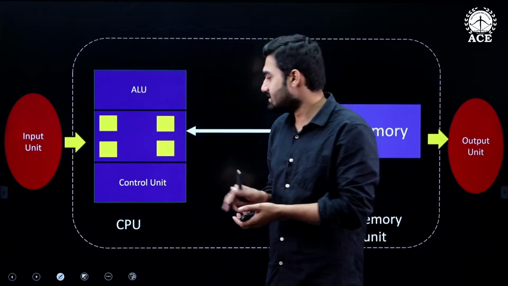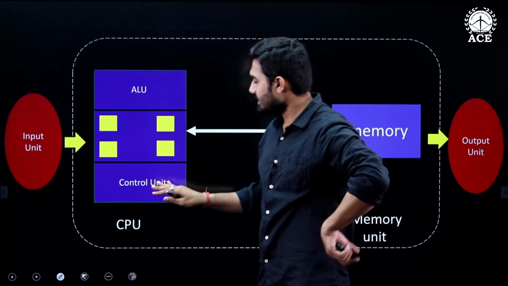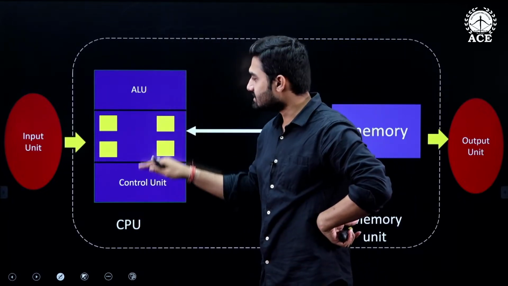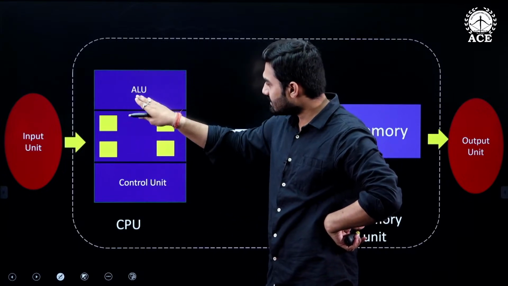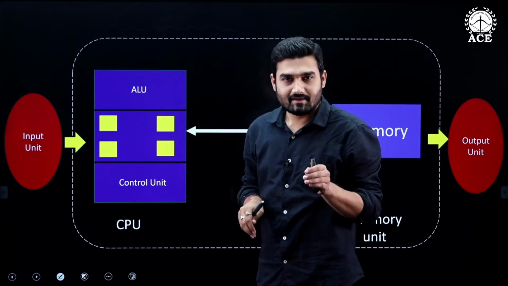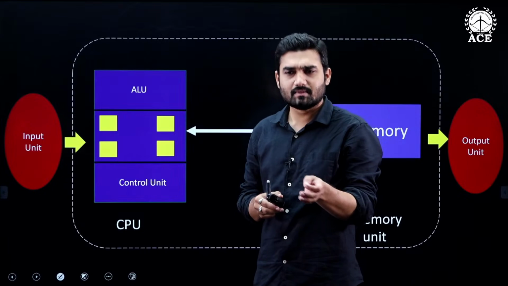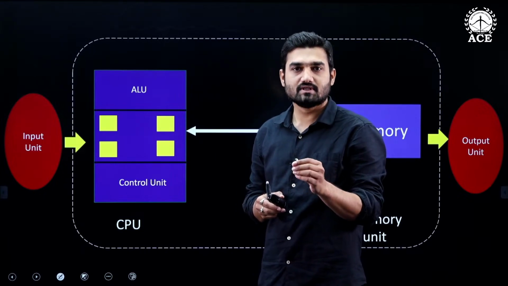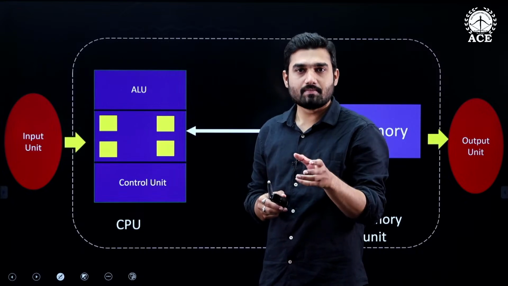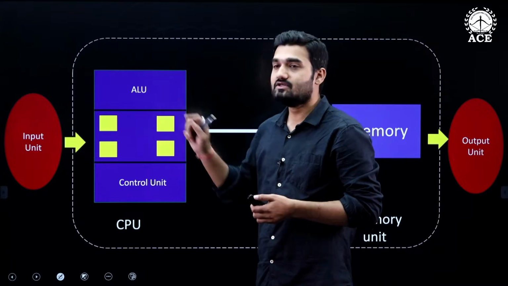Now let us understand the CPU a bit more. In a CPU, we have 3 sections. This particular section is written here as ALU, Arithmetic Logic Unit. As the name suggests, the arithmetic logic unit is used to perform arithmetic and logic operations. That's why the name was given. These operations are performed inside the ALU under the control of the control unit.